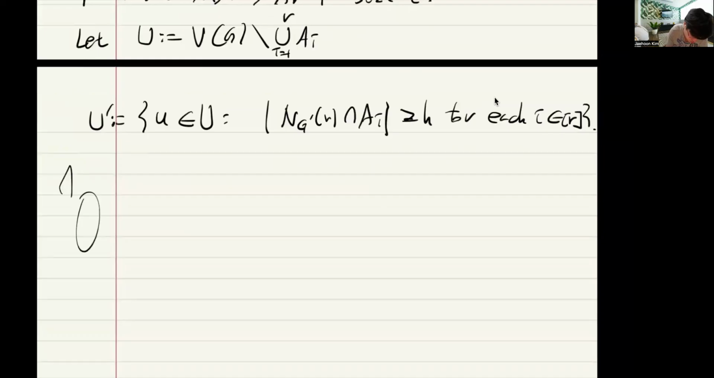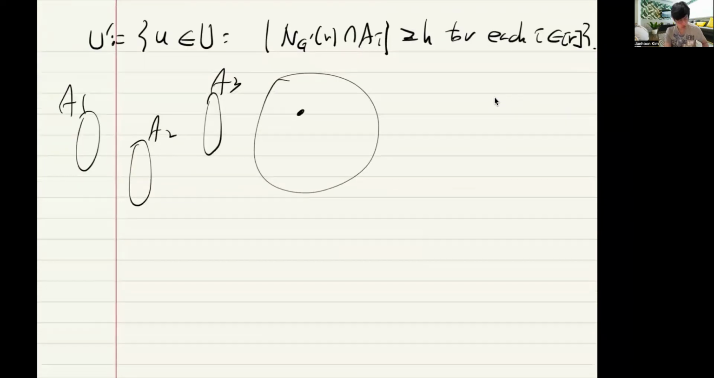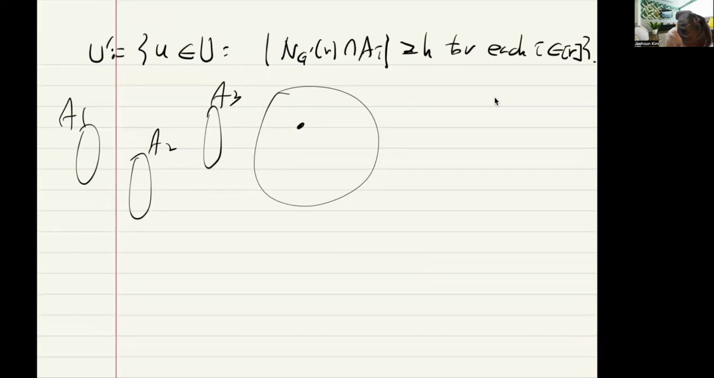So you have A1, A2, A3. Then outside, if some vertex has at least H neighbors in each, then that's in U, right? And these are already complete, in particular. So now what do we want to show? We want to show that this U prime is not too small.